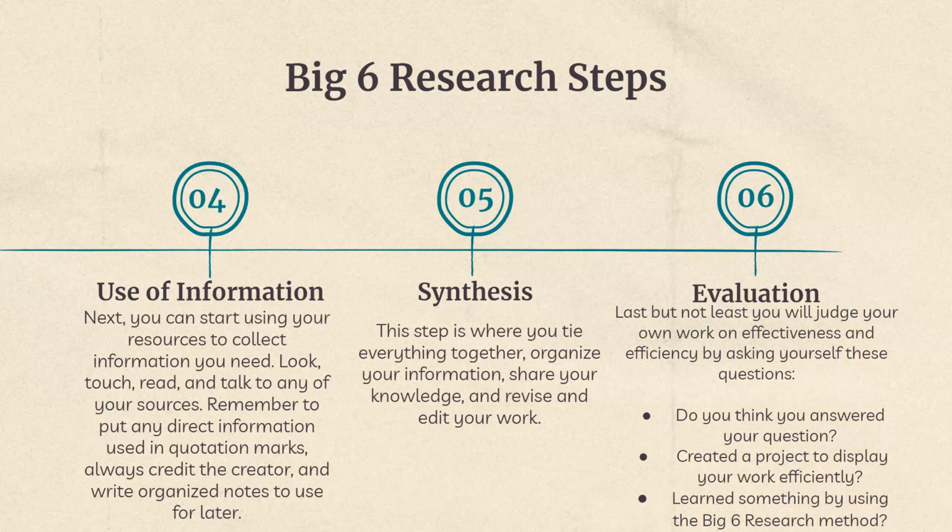And that last step is number 6, which is evaluation. So you're judging your product and the process of creating it. Okay. Ask yourself these questions as you're going through, look at your rubric and everything like that. Do you think you answered your question correctly and fully? Did you create a project to display your work efficiently, right? So you pick the best source or artifact to use, and then learn something by using the Big 6 research method, which is the whole reason we're doing this, right? Is to learn the 6 steps and how to use them. Okay.